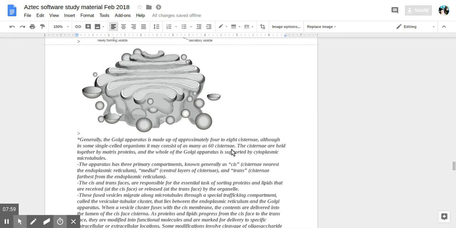The cis and the trans phases are responsible for the essential task of sorting proteins and lipids that are received at the cis phase or released at the trans phase by the organelle. These fused vesicles migrate along microtubules through a special trafficking compartment called the vesicular tubular cluster that lies between the ER and the Golgi apparatus. When a vesicle cluster fuses with the cis membrane, the contents are delivered into the lumen of the cis cisterna. As proteins and lipids progress from the cis phase to the trans phase, they are modified into functional molecules and marked for delivery to specific intracellular or extracellular locations.